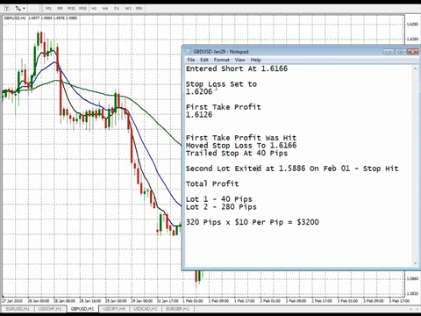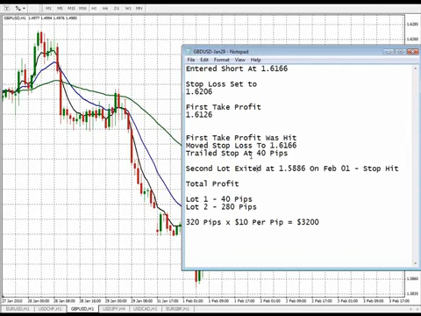Our stop loss was set to 1.6206, which is at about this point here, and our first take profit level was set to 1.6126, which is about here. The first take profit level was hit, and our first lot exited automatically, and we moved the stop loss to the break-even point at 1.6166.